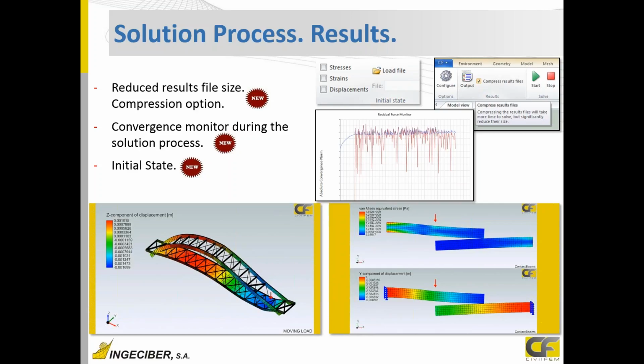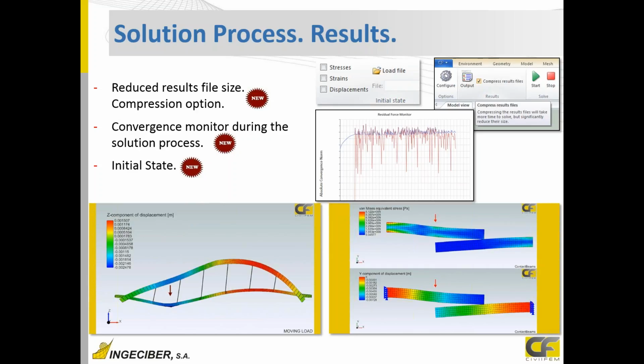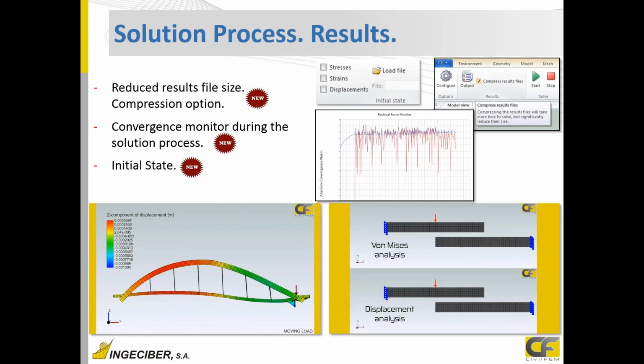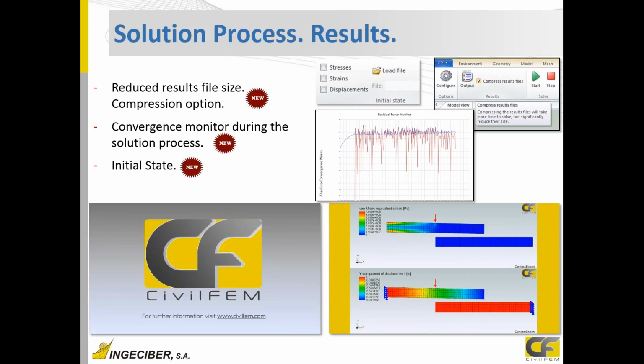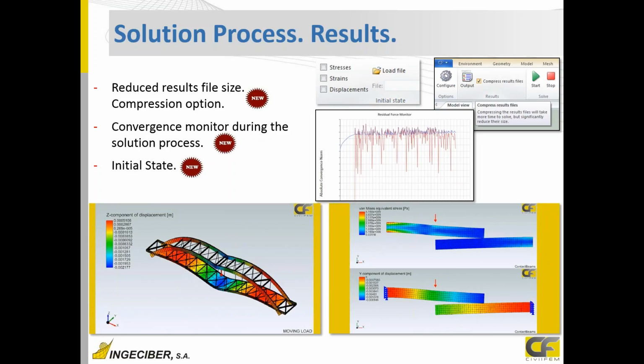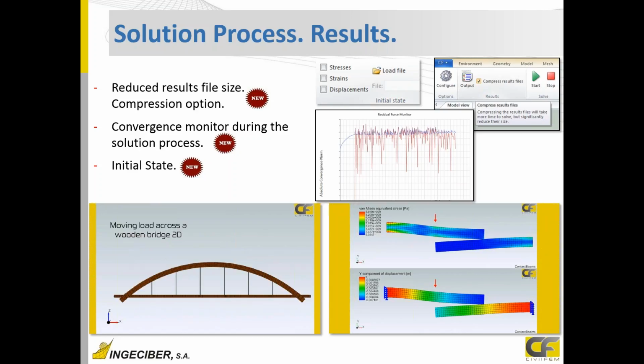And we have another capability: if we want to obtain results from a previous analysis, we can get some initial previous state, which can be previous stresses or displacements, which were calculated in a previous analysis while using the same mesh, of course. In these videos, you can see some animations of the typical results that can be done in CivilFEM. One on the left is a moving load, and the other is two beams in contact.